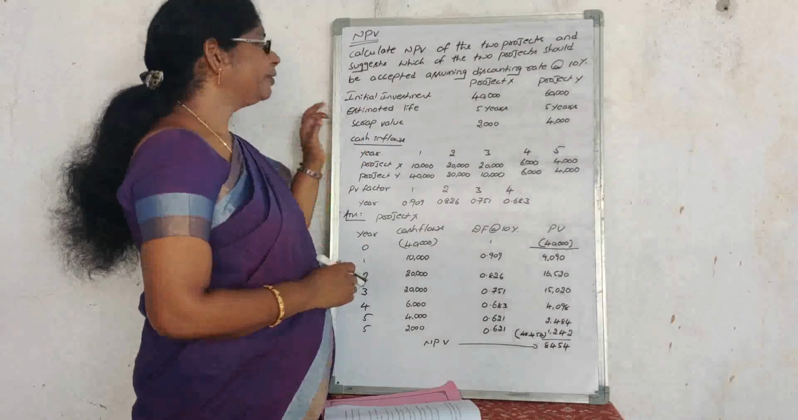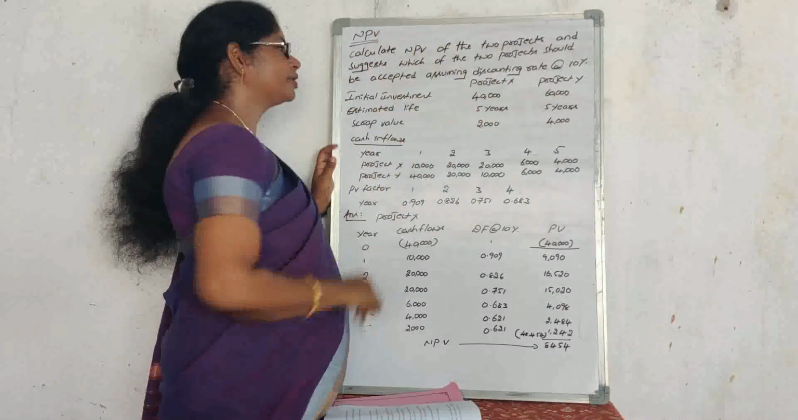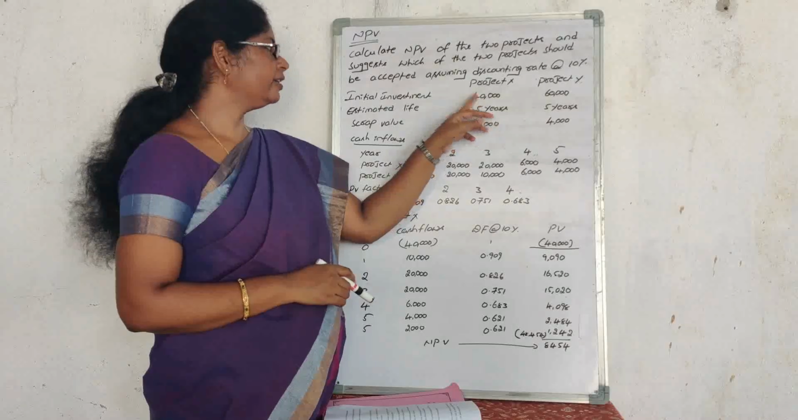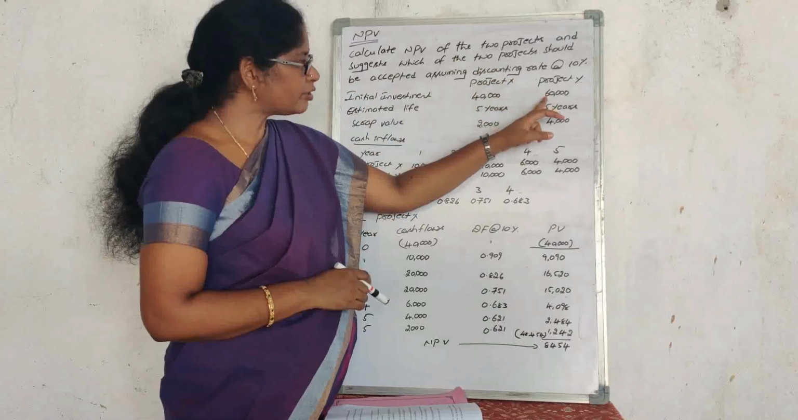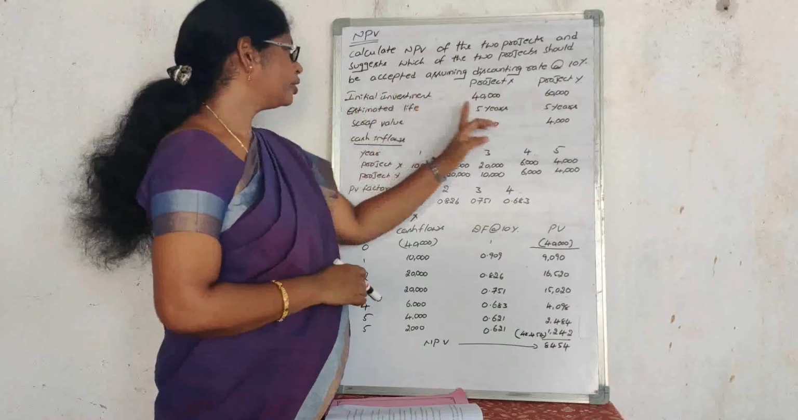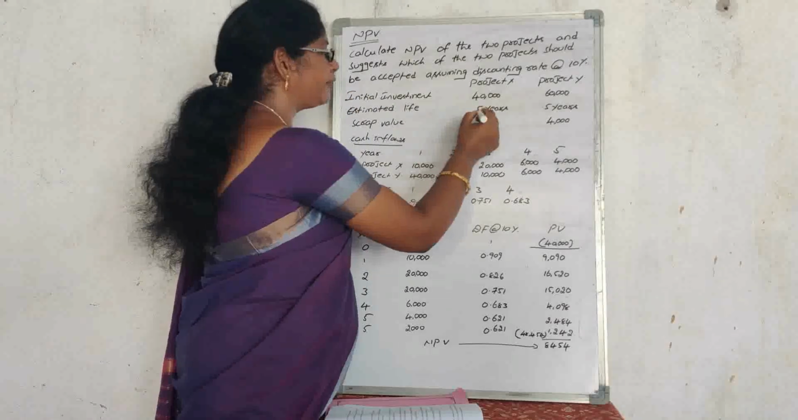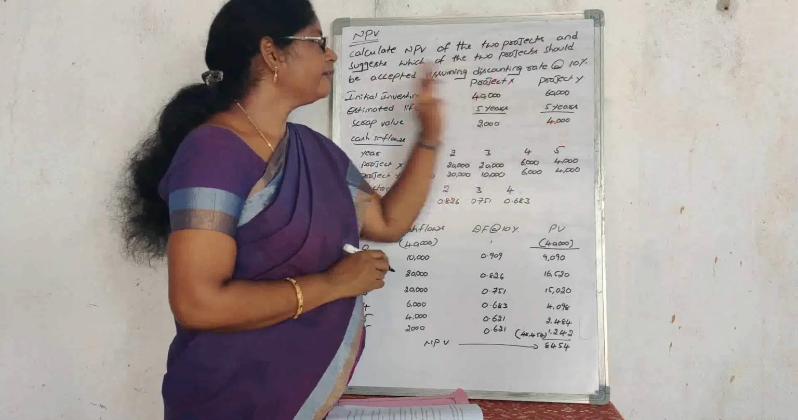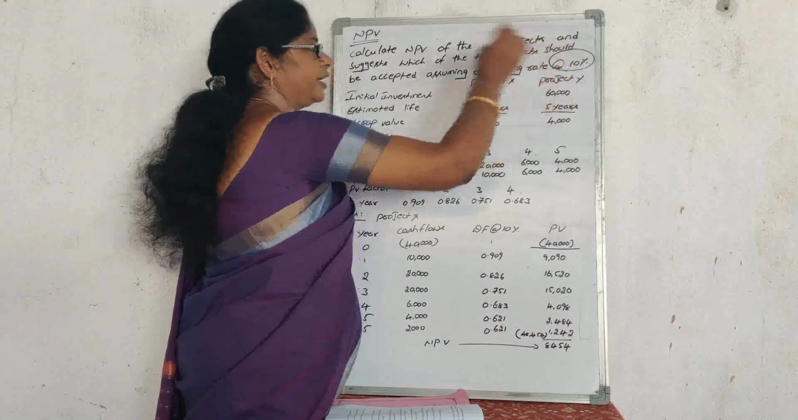Okay, in this NPV method, here I take two projects, project X and project Y. The initial investment is 40,000 rupees for project X and 60,000 rupees for project Y. Both projects have an estimated life of 5 years, scrap values of 2000 and 4000, and a discounting rate of interest of 10%.